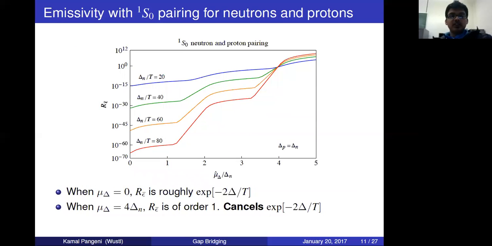Here is the result for the 1S0 neutron and proton, so both the neutrons and protons are in the 1S0 channel. We are plotting as a function of the compression, which is how far off you are from beta equilibrium. As you go to the right, you are going to high amplitude of oscillations. And we plot it for various different temperatures. If you look at zero compression, these are highly suppressed. The delta n over T equals 80 has suppression as large as 10 to the minus 80. So the lower the temperature, the higher the suppression you have.